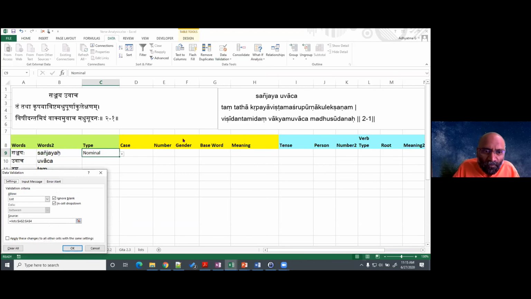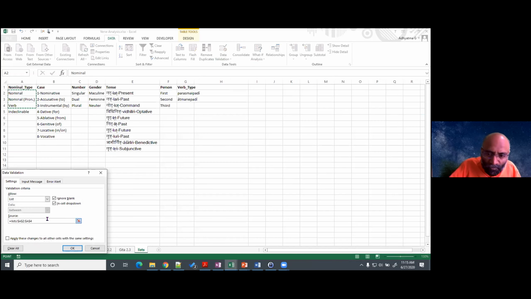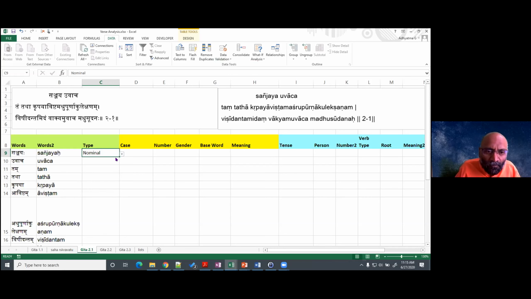I'm using some of the Excel features here. Even though pronoun is also nominal, I have put the pronoun separately so that you can see which ones are pronouns. And if you are using a smaller screen, it may not be very visible. It's a lot of text. So I recommend you use a bigger screen like your PC or laptop or a big screen tablet. So Sanjaya is the nominal.